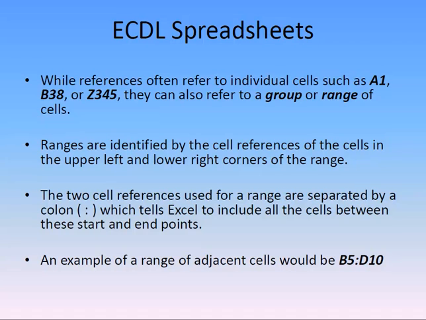Now, ranges are identified by the cell references of the cells at the upper left and the lower right corners of the cells. The 2 references used for a range are separated by a colon, which tells Excel to include all of the cells between the start and end points. So for example, a range of adjacent cells would be B5 to D10. So B5 to D10, let's have a look at that.